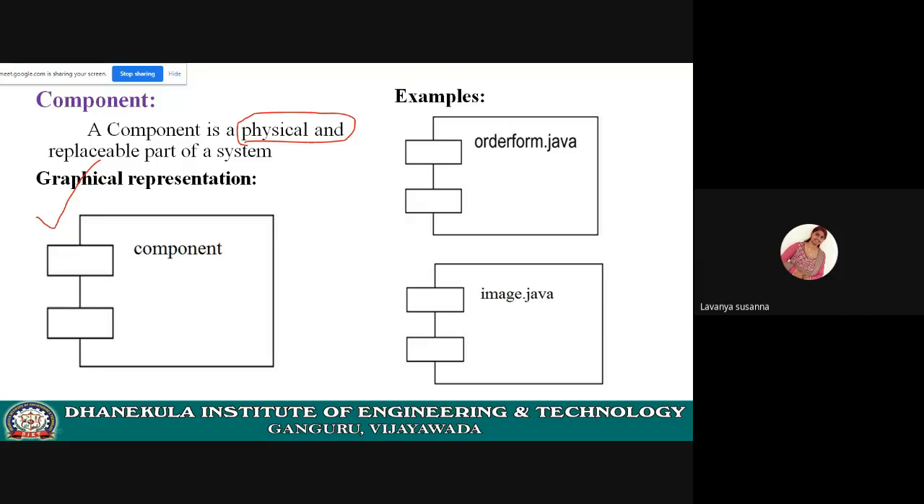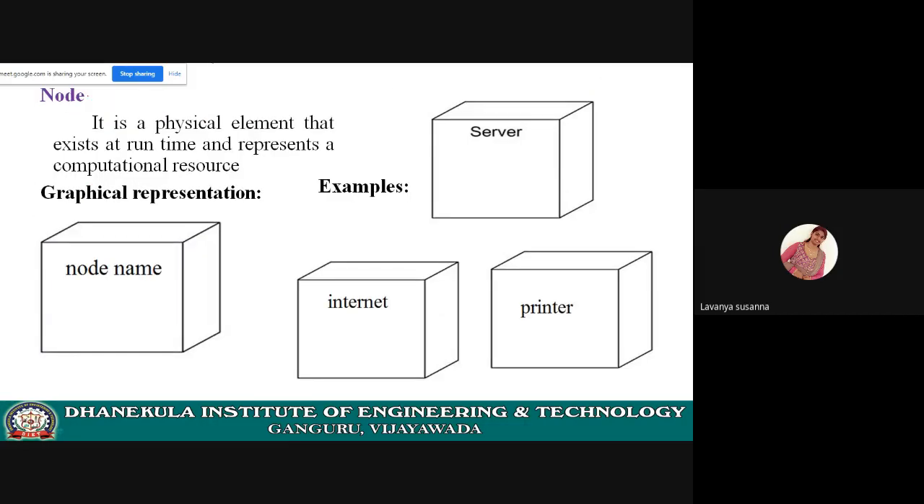Let us see the examples. OrderForm.java, this is a component. Image.java, this is a component, which is nothing but a collection of classes, right? All those things. This is a component, a collection of classes and objects which communicate with each other. Please once again see this. I hope you understood.